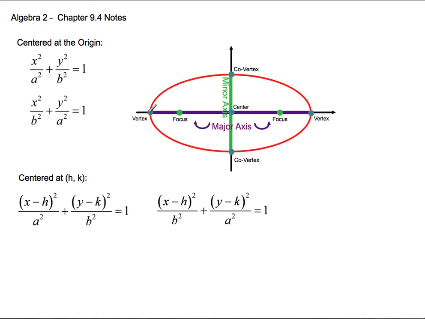It's got a vertex, which is located at the end of the long stretch of the ellipse, which is the major axis. It's got a covertex, which is located at the ends of the minor axis, the shorter one. So we've got a major axis and a minor axis. The major axis is really, really long. The minor axis isn't. And then there's these two green points right here. It's called a focus.